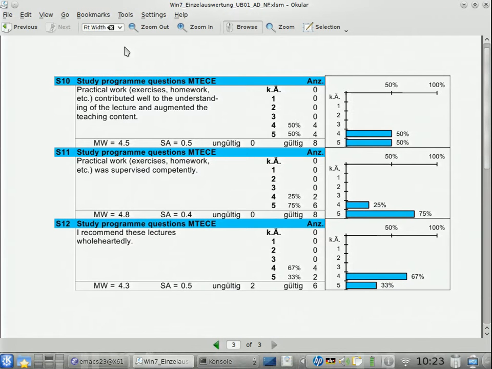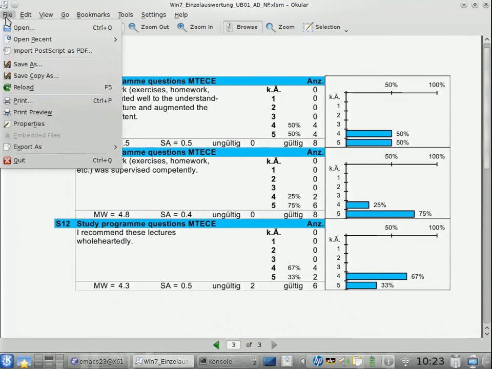Okay, here. Practical work, 50-50. I think you usually appreciate it. So, this refers to Pavlin, all the positive. And most of you recommended the courses. That's fine. I show you the second sheet first.